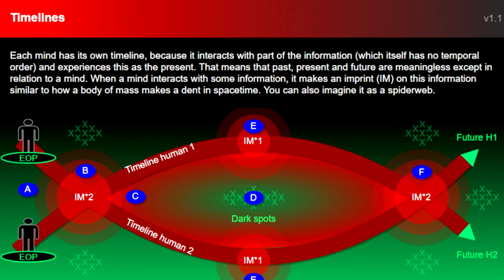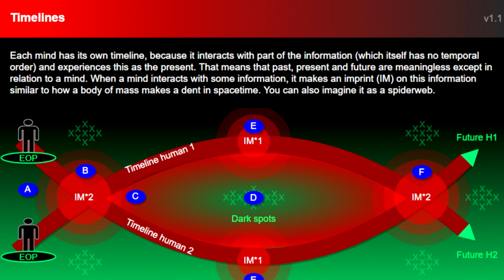Timelines. Each mind has its own timeline, because it interacts with part of the information, which itself has no temporal order, and experiences this as the present. That means that past, present and future are meaningless except in relation to a mind. When a mind interacts with some information, it makes an imprint, IM, on this information similar to how a body of mass makes a dent in space-time. You can also imagine it as a spider web.